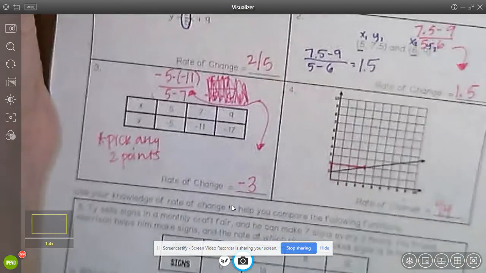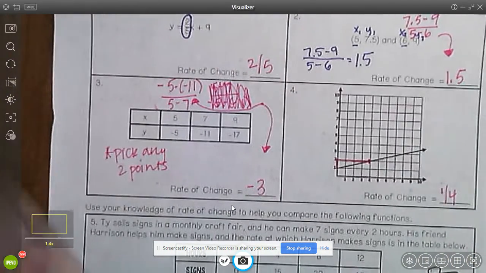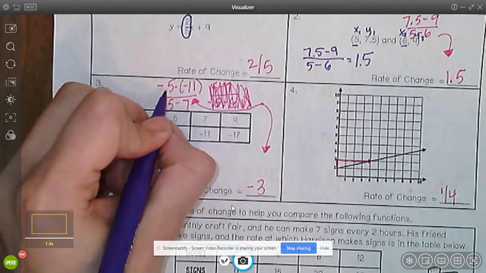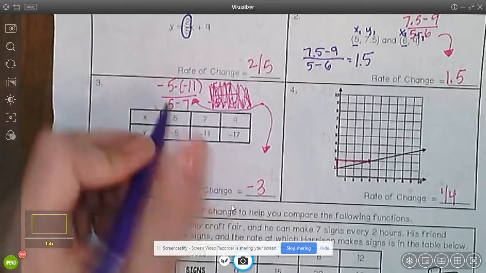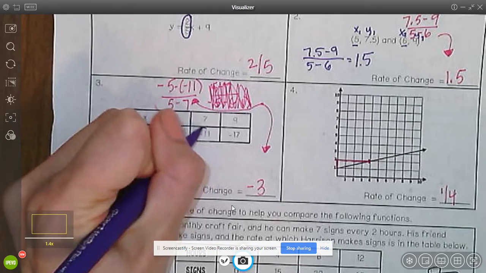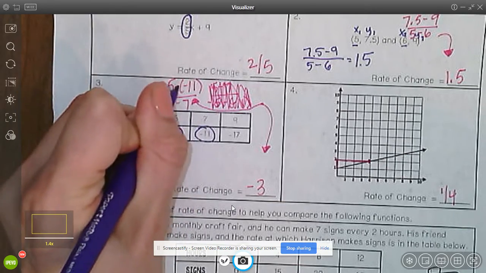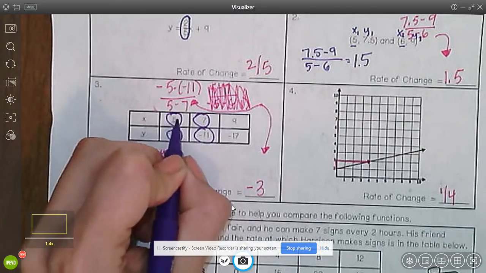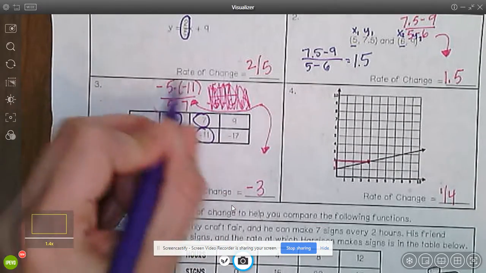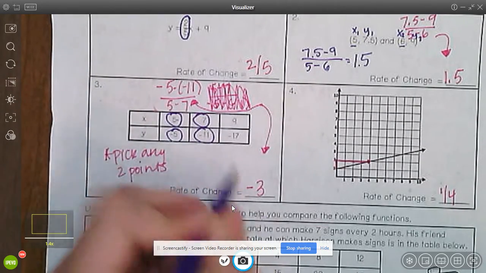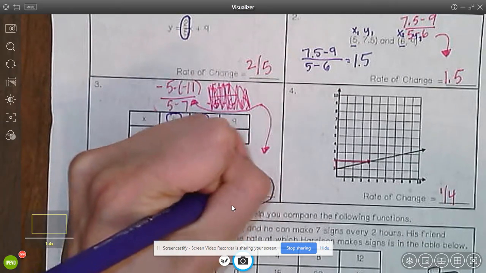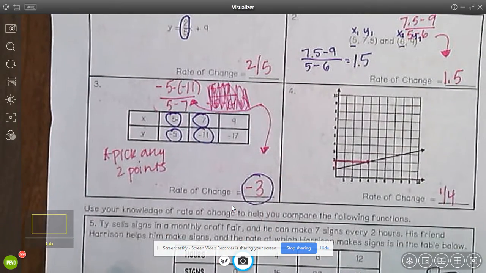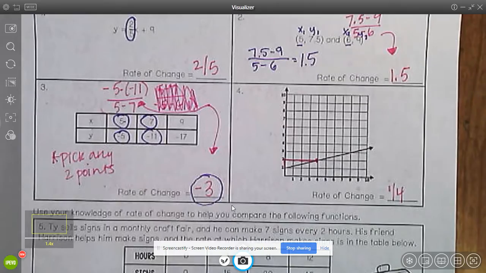Okay, for the next one, number 3, same idea. You could do it like it's shown here, right? These are our y's. So y minus y, or negative 5 minus negative 11, over x minus x, which would be 5 minus 7. When you simplify that completely, you get a slope or a rate of change of negative 3. Okay, and then the last one on the graph.